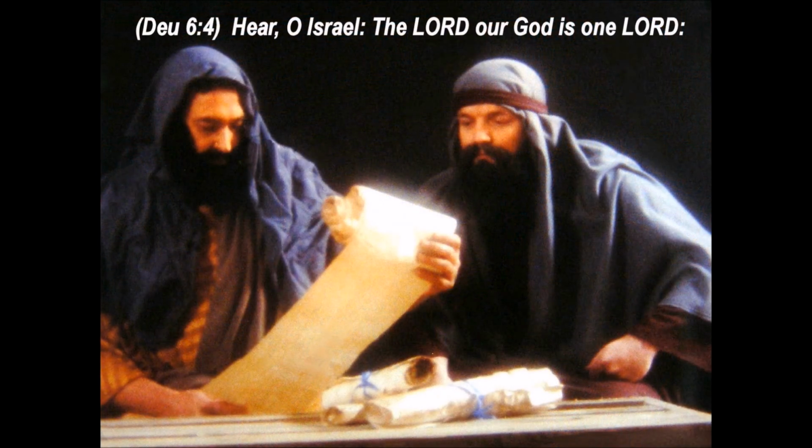All of this information on the names of God brings us back to Deuteronomy chapter 6, verse 4. Hear, O Israel, the Lord our God is one Lord. This verse translates literally to say, Hear, O Israel, Jehovah, our Elohim, is one Jehovah. Jehovah is one. Although there are manifold names of God, there is but one God in the Old Testament.